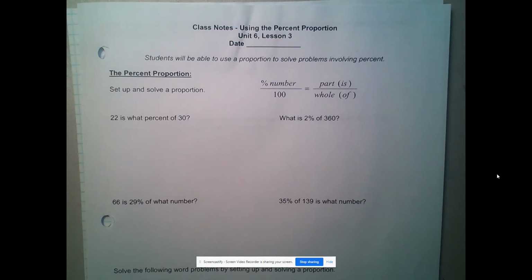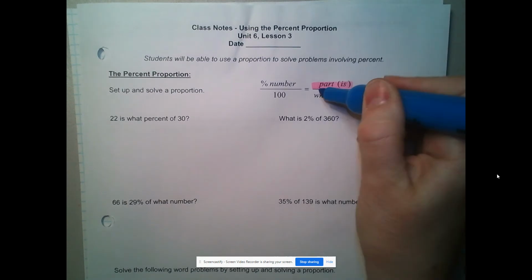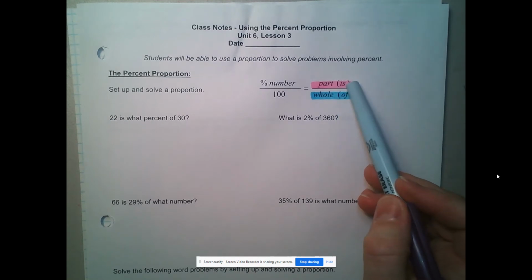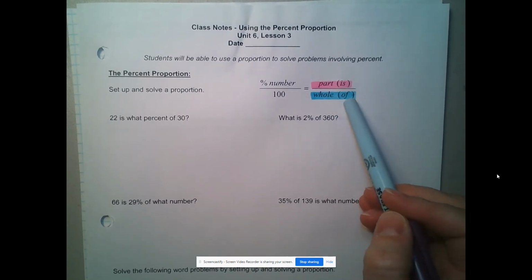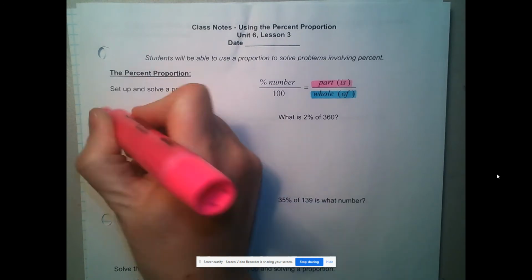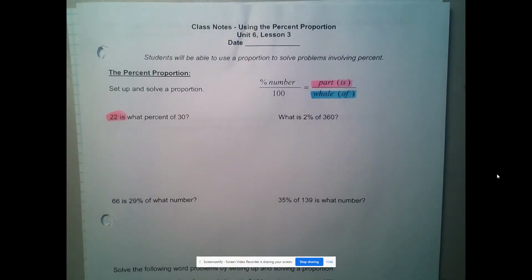For example, we are always going to have some sort of part number, and we're always going to have some sort of whole number. Now, one of those might be the thing we're looking for, but you'll notice that the word is next to part and the word of next to whole. The part number, the part of the group, is usually accompanied by the word is. For example, 22 is. Okay, that tells us it's the part number that goes in the numerator.